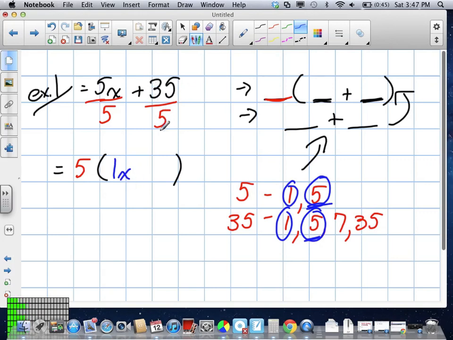And 35 divided by 5, or positive, sorry, I should have said that. Positive 35 divided by positive 5 is still a positive term. Positive 7. So that's how we got the first term in this bracket and the second term in the bracket. We divided from above and we brought them down. So this is our final answer. Our final answer is 5 times x plus 7. We don't have to write the 1 in. But this was the form we were working with before.